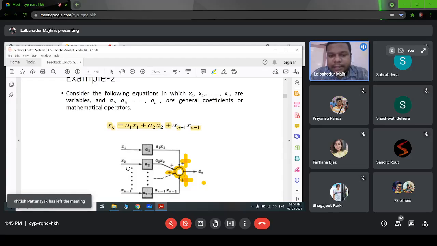So similarly, we can write this a1 x1 as x1 into a1. It will be represented in this rectangular block. Similarly, up to this xn minus 1, and its coefficient is a n minus 1. This coefficient will be represented inside this block, and the total will be this xn. The final output is this xn. Here the same example. No need to explain it again.